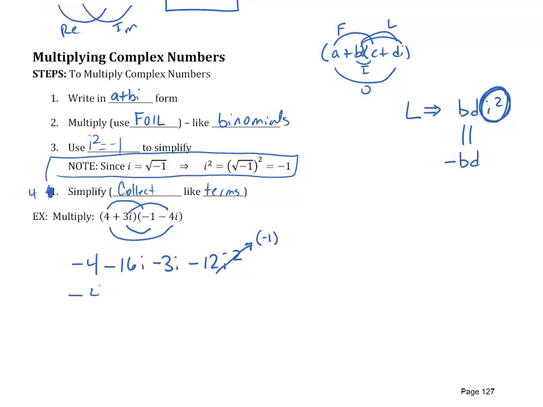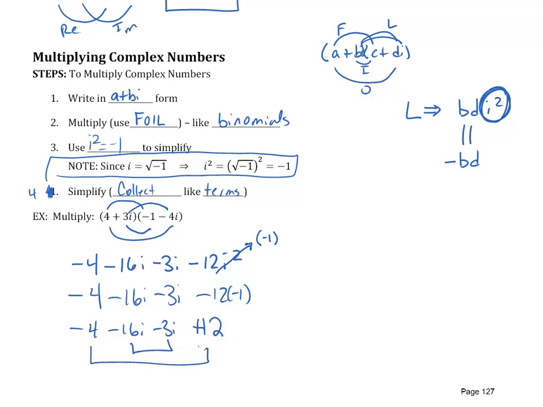So what do I have? I have -4 minus 16i minus 3i minus 12 times -1. But minus 12 times a -1 becomes a plus 12. So that's -4 minus 16i minus 3i plus 12. And now we collect the like terms together, and we end up with -4 plus 12 is 8. And a -16 minus 3, all times i, would be -19i. 8 minus 19i is the product of those two complex numbers. We multiply two complex numbers together, we get a complex number as an answer.